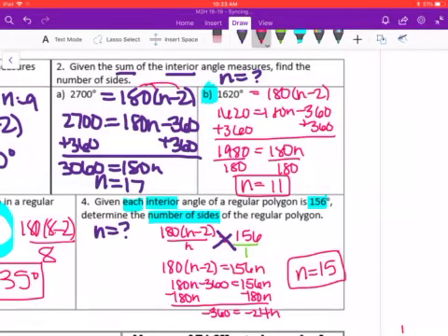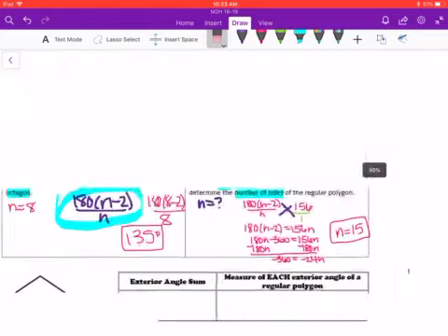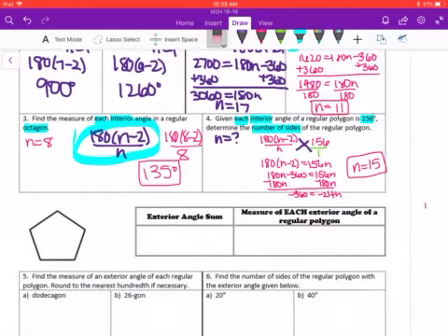So if you tried out 2b and number 4, these should be your answers, okay? You should have n equals 11 for b and n equals 15 for 4, okay? Now we are going to take a look at the exterior angle sum.